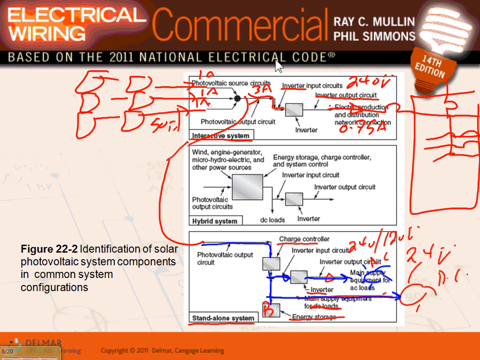So that's the standalone system, right? I have interactive with the grid. There is no grid here. Can you guys see any grid here? No grid. Interactive, no grid. The in-between, you can have a hybrid. That baby here, they call it a hybrid.